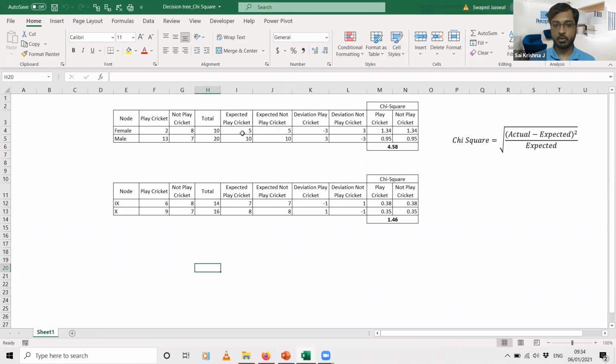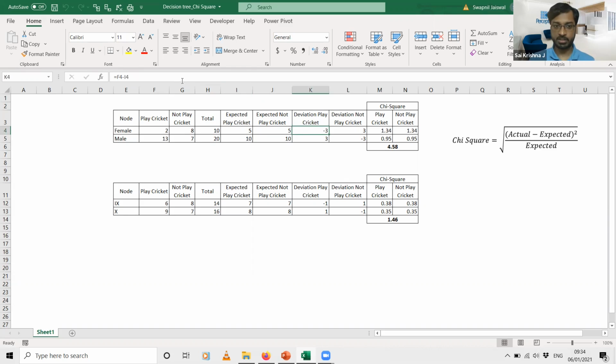So expected to play cricket will be half of 10, that is 5, that is 50% of 10, and expected to play cricket in the male subgroup will be half of 20, that is 10. Okay. And expected to not play cricket: if 50% are playing cricket, then the remaining 50% are not playing, right? So 10 minus 5 are the remaining 50%. Same thing here. Okay.